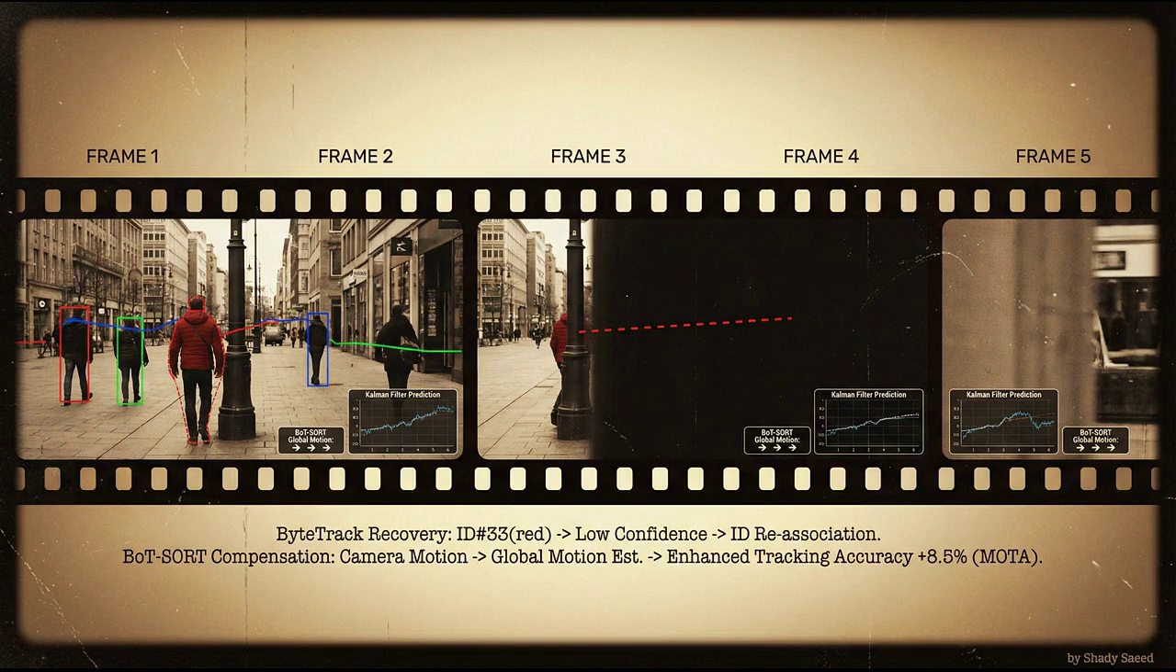YOLO detects objects frame by frame, but real applications need tracking, knowing that the person in frame 1 is the same person in frame 50. ByteTrack associates detections across frames using a simple but powerful idea. It tracks not only high-confidence detections, but also low-confidence ones, recovering occluded objects that other trackers would lose. BoT-SORT adds camera motion compensation and a re-identification feature vector. Ultralytics YOLO integrates both trackers out of the box.